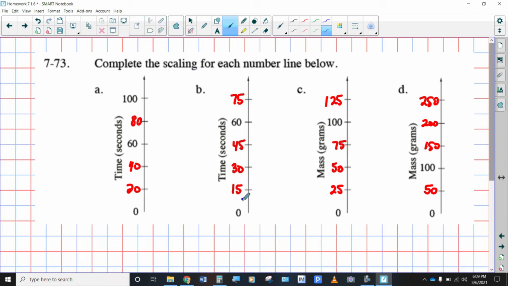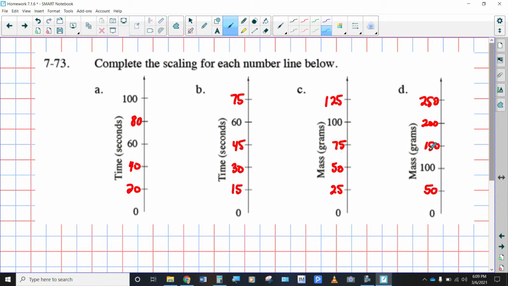Here it takes you 1, 2, 3, 4 steps to get to 60. So we must be counting by 15s. 15, 30, 45, 60, 75. This one takes you 1, 2, 3, 4 steps to get to 100. So 100 divided by 4 equals 25. So we're counting by 25. So it's 25, 50, 75, 100, 125.